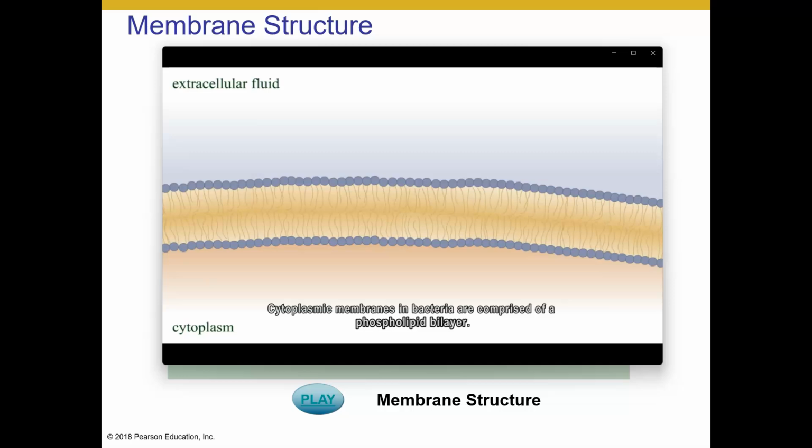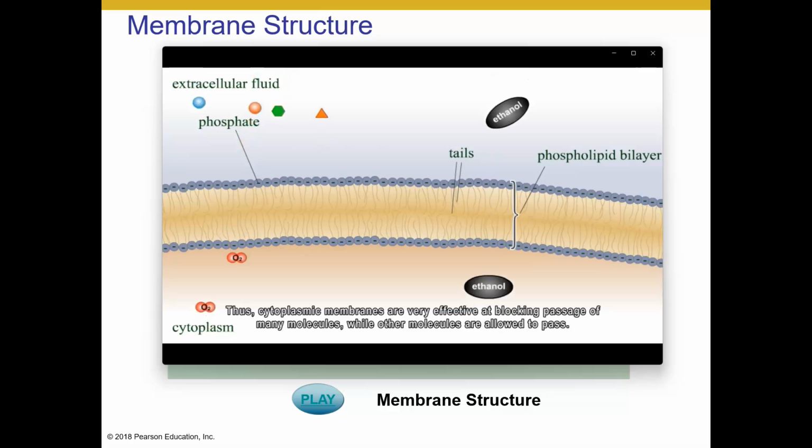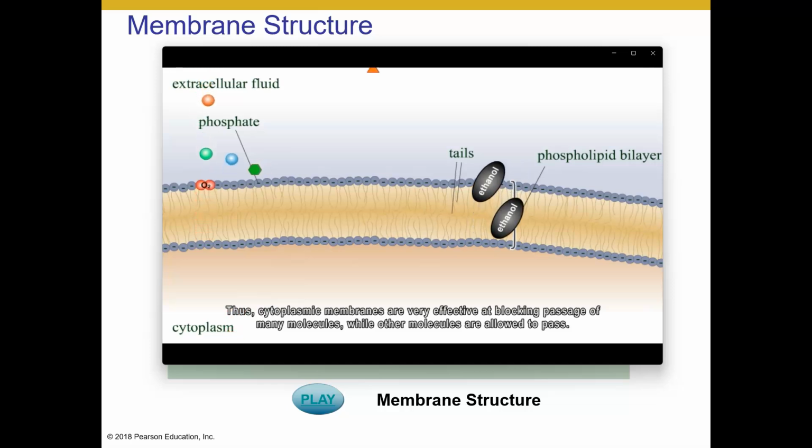Cytoplasmic membranes in bacteria are comprised of a phospholipid bilayer. Each phospholipid contains a phosphate head located on the outer part of the bilayer, attached to a glycerol and two fatty acids, which face the core of the membrane. The phosphate is negatively charged and hydrophilic, while the tail portion of the phospholipids is hydrophobic. Thus, cytoplasmic membranes are very effective at blocking passage of many molecules, while other molecules are allowed to pass.